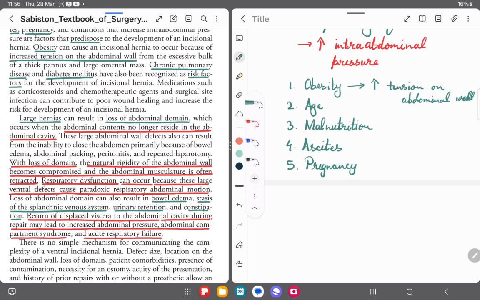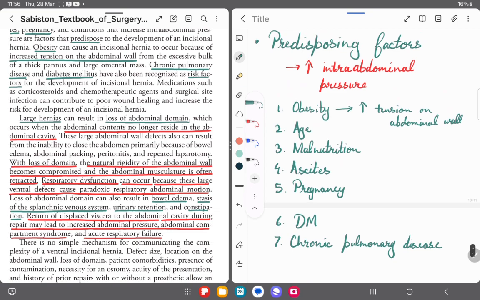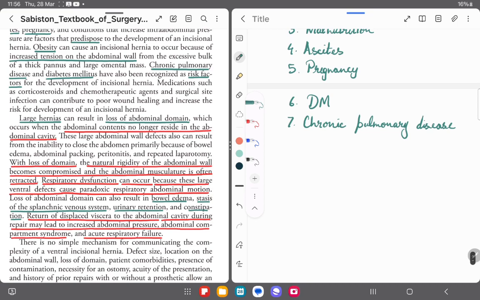Chronic pulmonary disease and diabetes mellitus have also been recognized as risk factors. So let us add these diseases: diabetes mellitus and chronic pulmonary disease. These are also predisposing factors or risk factors. So we have obesity, age, malnutrition, ascites, pregnancy, diabetes mellitus, and chronic pulmonary disease.